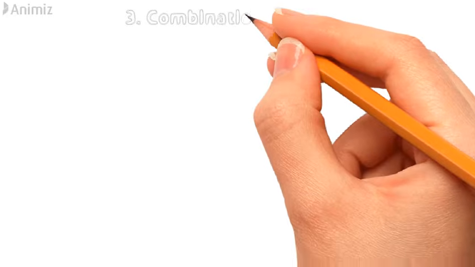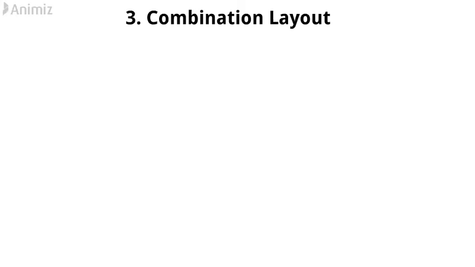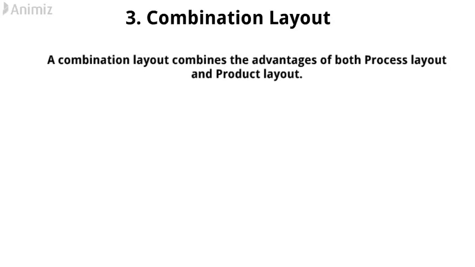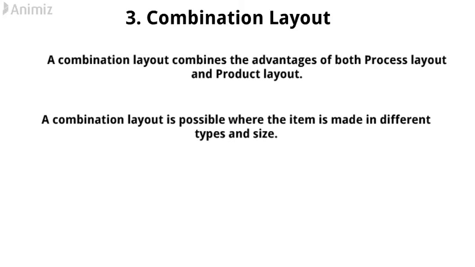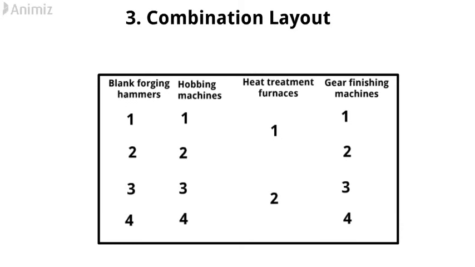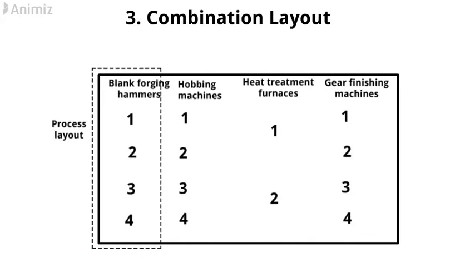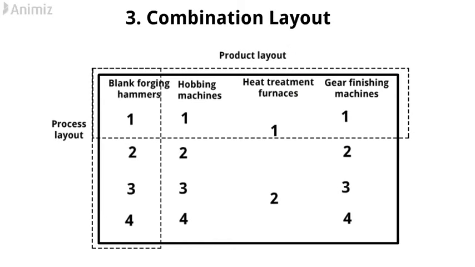3. Combination layout. A combination layout combines the advantages of both process layout and product layout. These days pure process and product layouts are rare. A combination layout is possible where the item is made in different types and size. In such case, machinery arrange in a process layout, but the product layout is then arranged in the sequence of various types and sizes of the products.